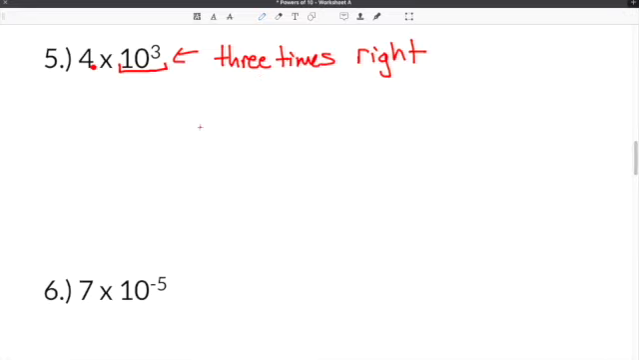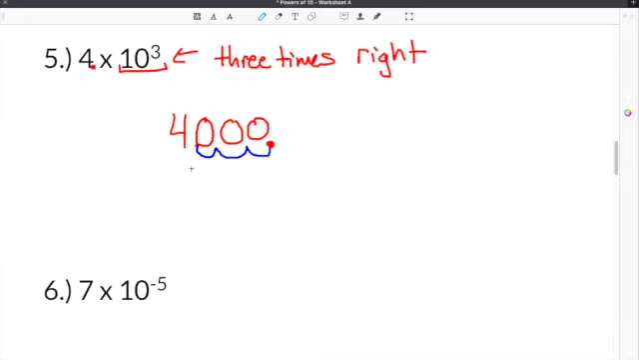So our number is 4. We know that the decimal is located behind the 4 because it's a whole number, and we're going to move it 3 times to the right. So it will go 1, 2, 3 times. Our new decimal will be right here, and any spot that is missing a number, you have to add 0 as a placeholder. So our answer to 4 times 10 to the third would be 4,000, because that's after we've moved the decimal 3 times to the right.